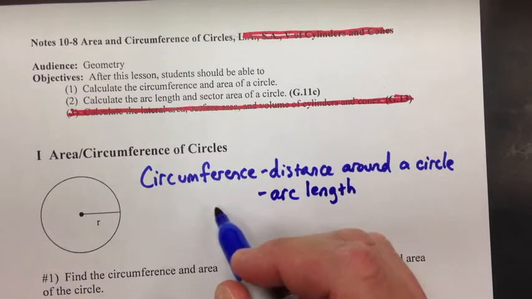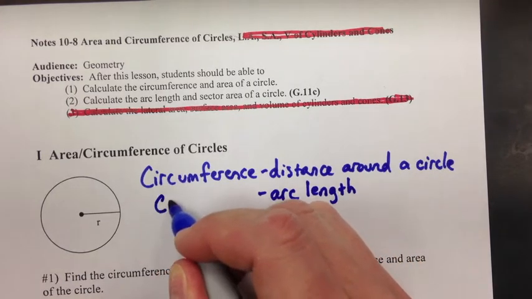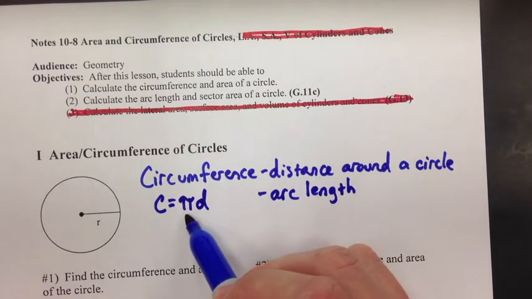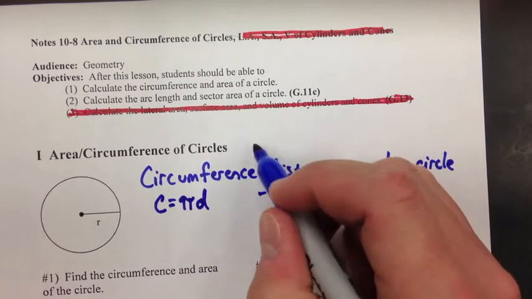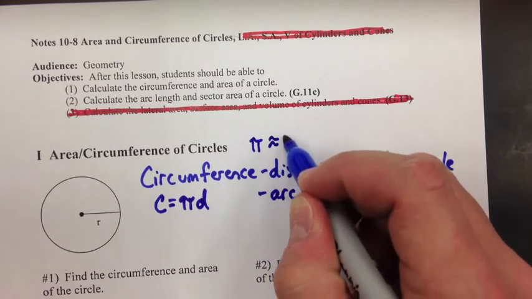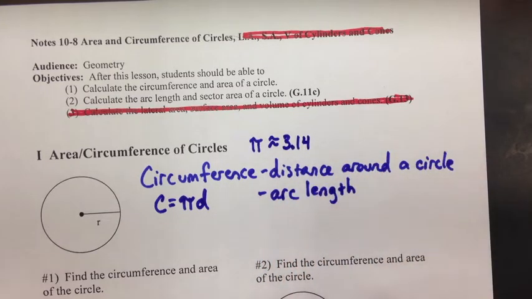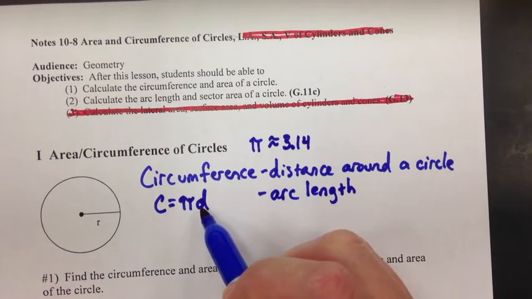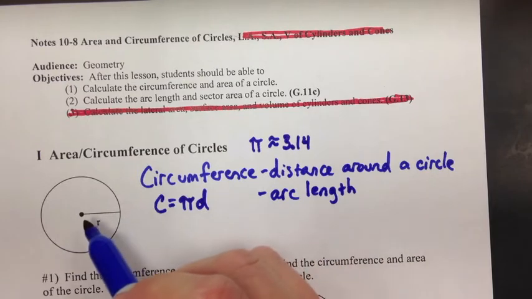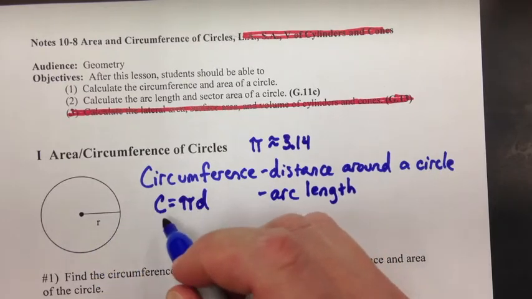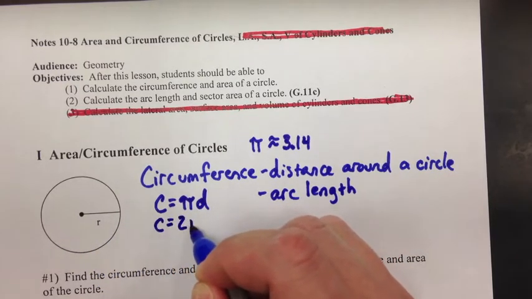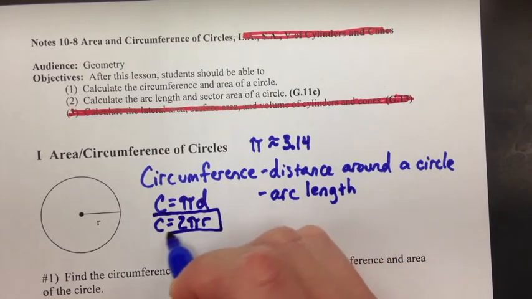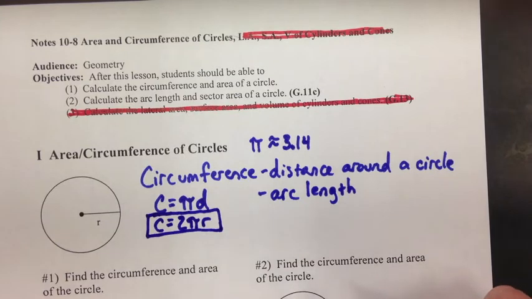Okay, now there's actually two formulas for this. Circumference is pi times diameter, and pi is approximately 3.14, if you're going to use a decimal for that. Now, since diameter is really two radii, we can also write it: circumference is 2 pi times the radius. That's the one we're going to use more often. That's the one you'll see me use.